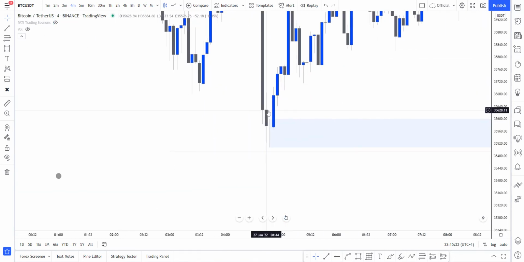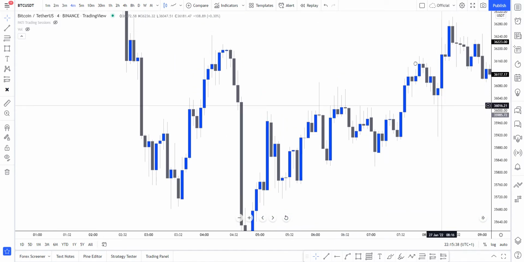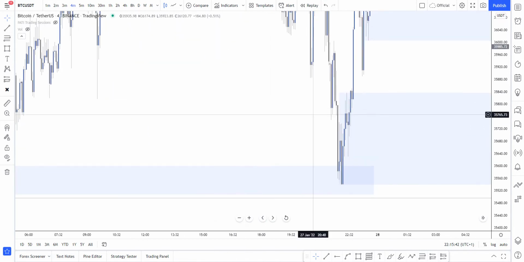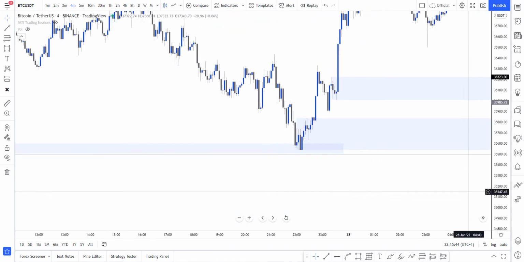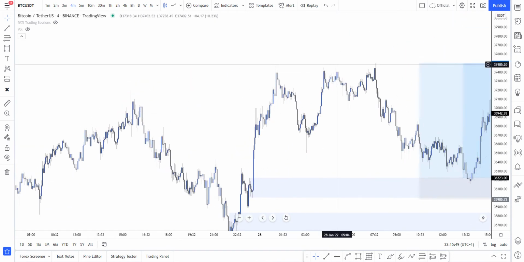A pretty valid one. A lot of liquidity above it. It has a small imbalance that caused the actual break of structure, and also right here on the lower time frame. So absolutely love it. And after we tap into there, as you can see, we have the second one here. We push to the upside.